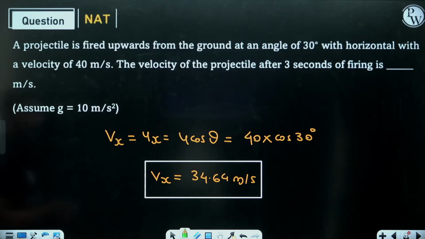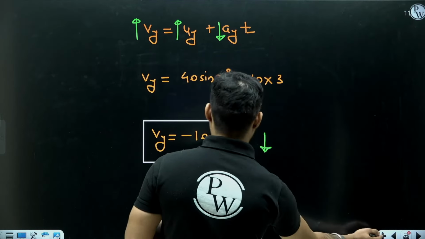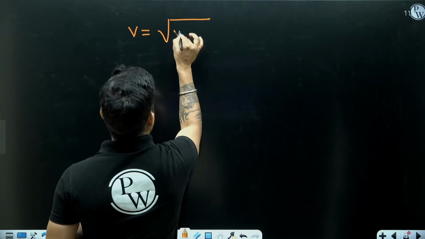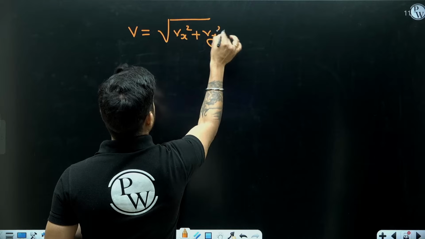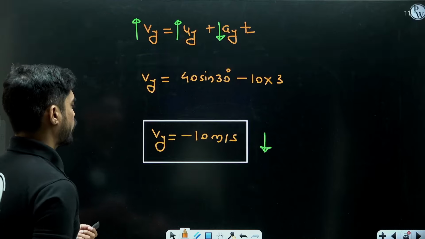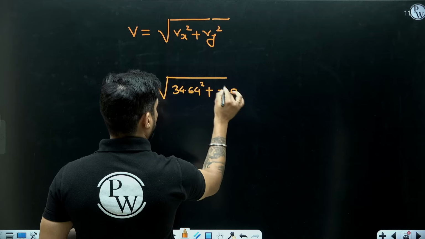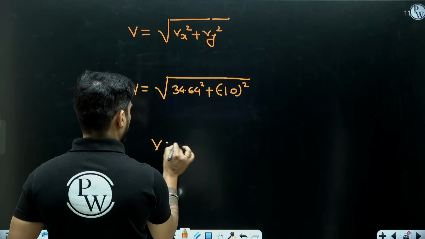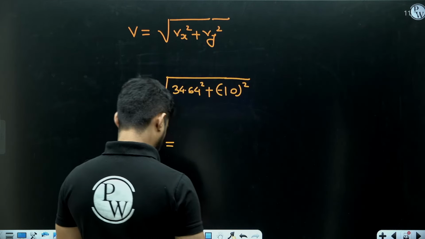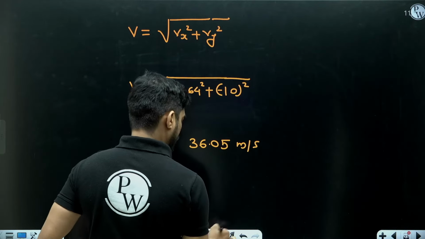Okay, so now we have the velocity in x and the velocity in y. So we can find the total velocity by taking the resultant. V will be root over Vx square plus Vy square. So it will be root over 34.64 square plus (-10) square, so it is 36.05 meter per second.